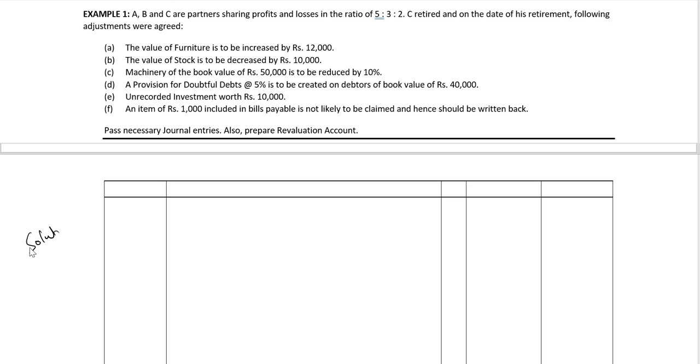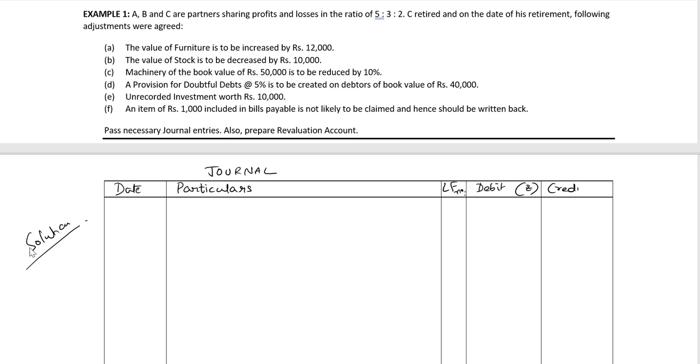Solution. Journal. We have date, particulars, LF number, debit rupees and credit rupees. We'll begin the first entry by debiting the revaluation account.